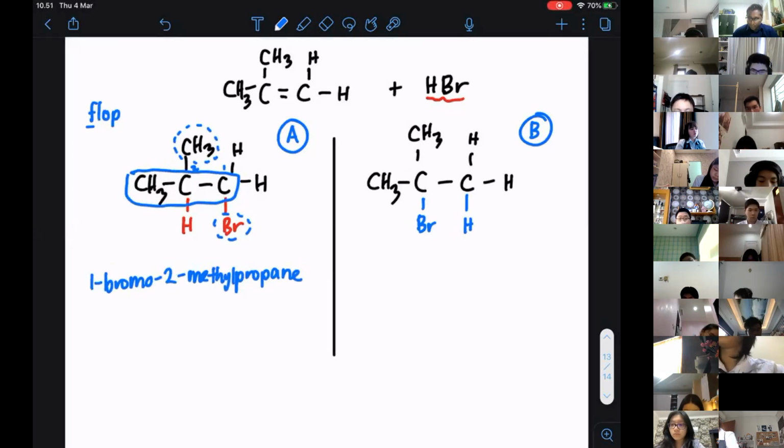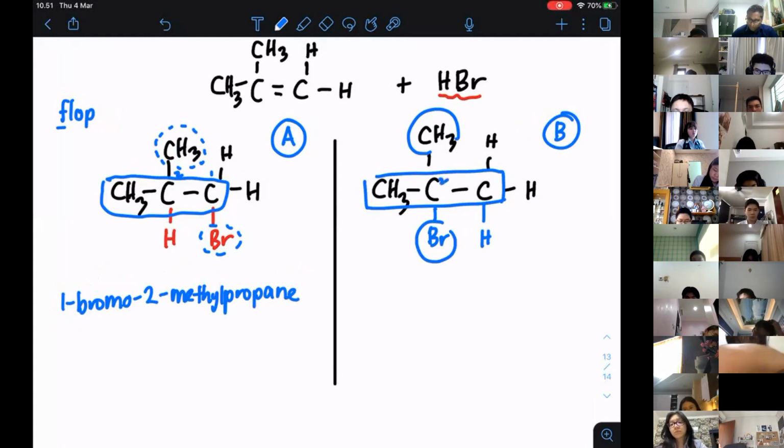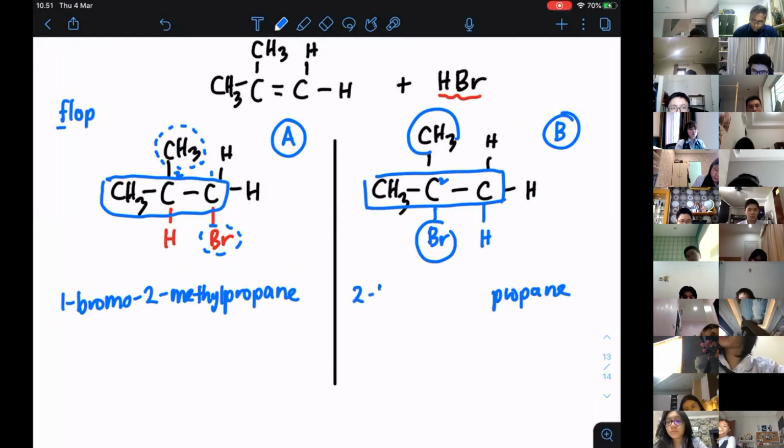So let's do the same thing over here. The longest carbon chain is this one, and you can see this is going to be the branch. Bromo and methyl are both at position number 2, carbon number 2. So this is going to be propane as well, but this is going to be 2-bromo-2-methylpropane. So you can see they are different. I think that is what I want to show you.